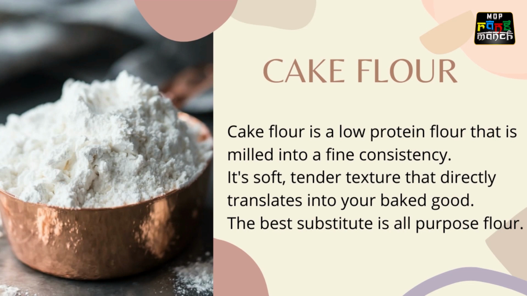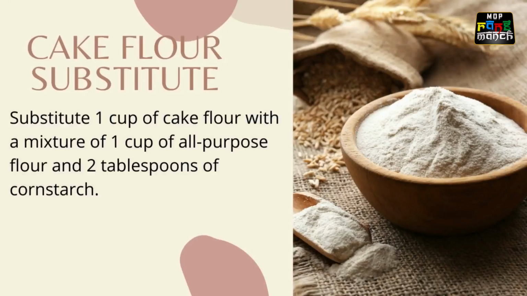The first ingredient, cake flour. Cake flour is a low-protein flour that is milled into a fine consistency. Its soft, tender texture directly translates into your baked goods. The best substitute is all-purpose flour. Substitute 1 cup of cake flour with a mixture of 1 cup of all-purpose flour and 2 tablespoons of cornstarch.